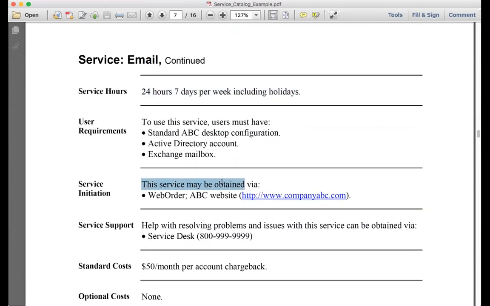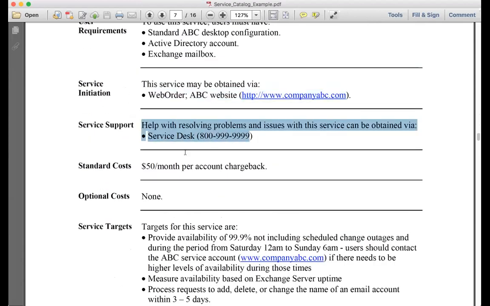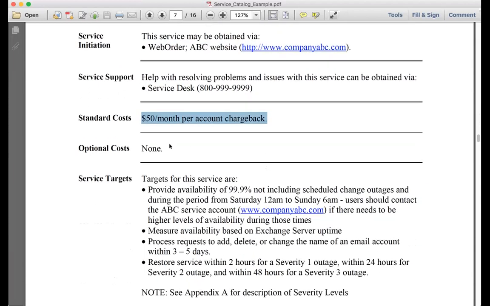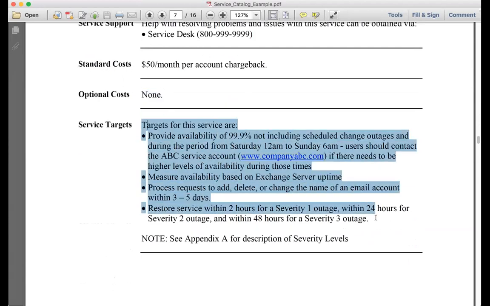If there's any issue, this is how you initiate the service. This is the number for the support. This is how much you're going to have to pay me every time you access the service. There's no additional cost. This is the service target, the service level agreement.